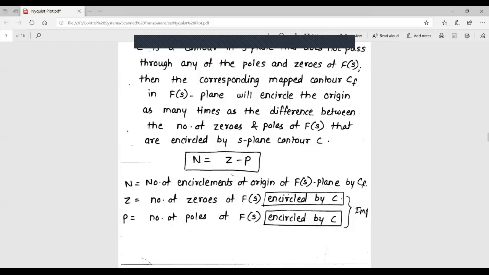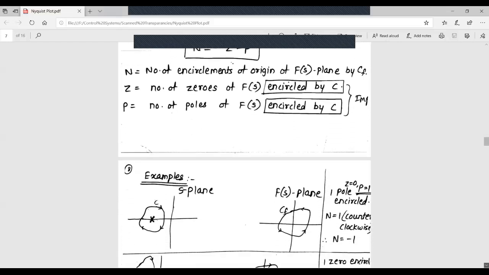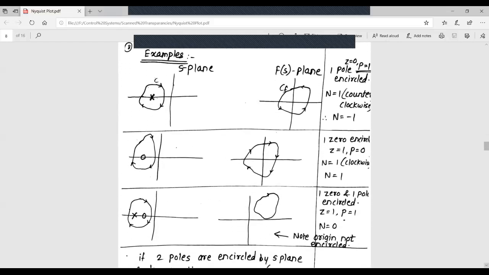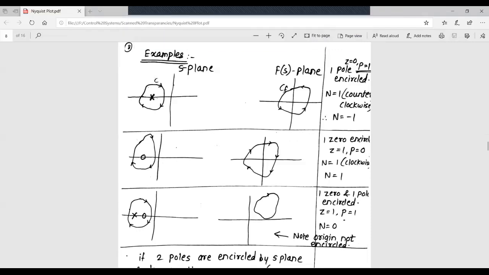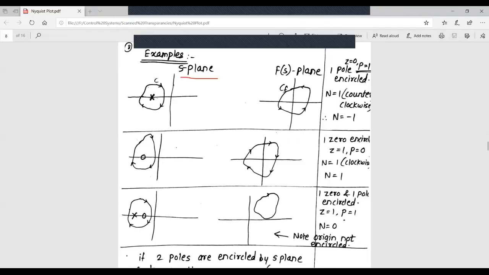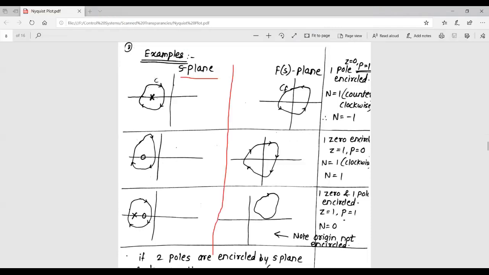Now, going ahead, we need to understand what is its significance in case of Nyquist plot. So for that, we need to understand the Nyquist theorem. Before that, we will see some examples that will give you a clear idea how N is calculated from Z and P. Now, look at the examples here. In the examples, you will find that there are two contours that are considered. One is in S-plane, left side is S-plane contours, and right side we have F of S-plane contours.